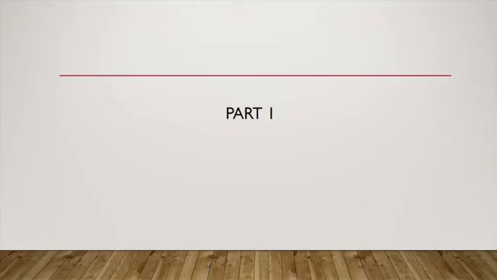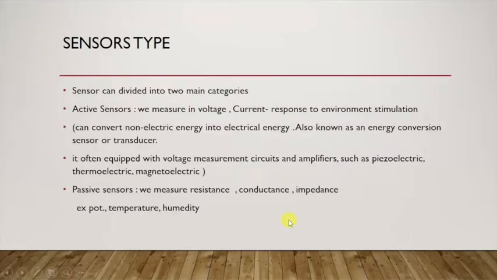This is the first part. A sensor can be divided into two main categories, active sensor and passive sensor. Active sensor, we measure in voltage. An active sensor responds to the environment and can convert non-electrical energy into electrical energy. This sensor is also known as a sensor or transducer. They convert from one form of energy to another form of energy, which is voltage. It often comes with an amplifier.